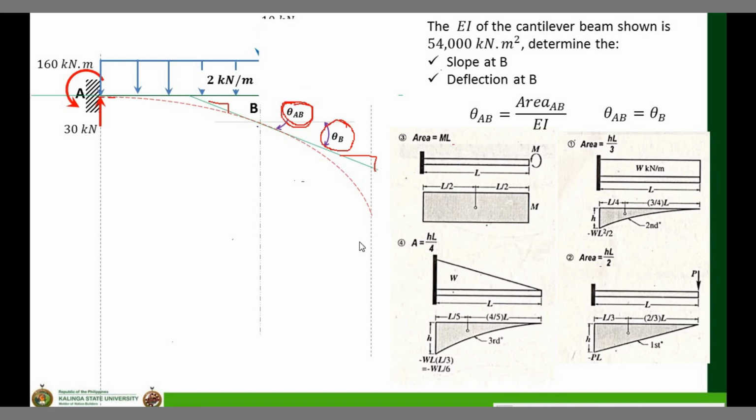Since what we are looking for is the slope at B, you choose which side to consider, either the left side or the right side. It does not matter which one.